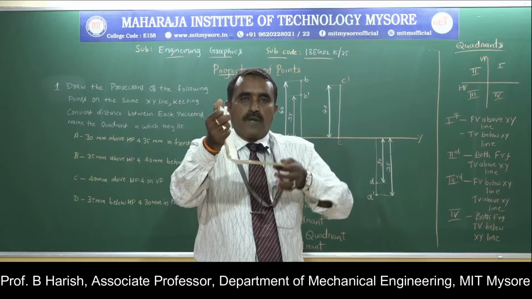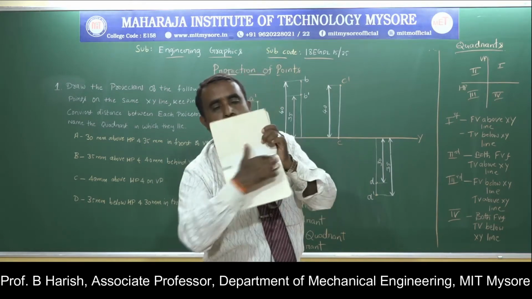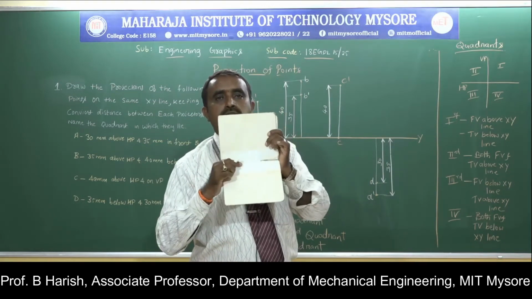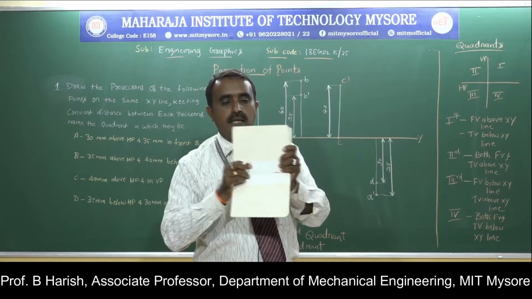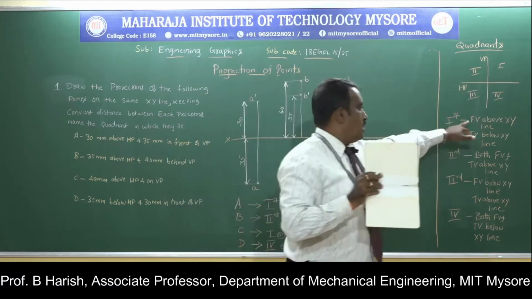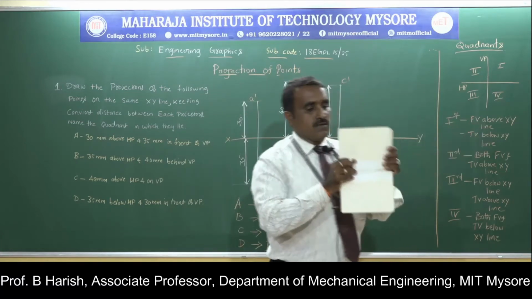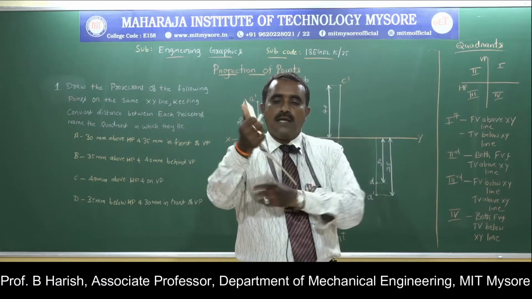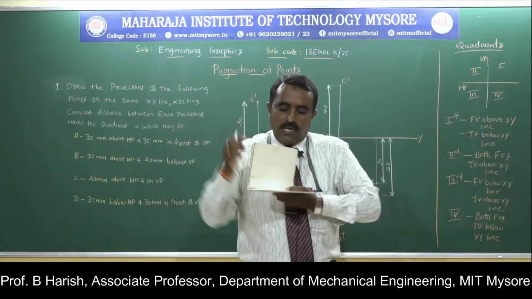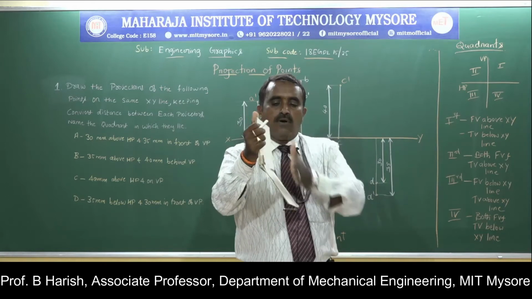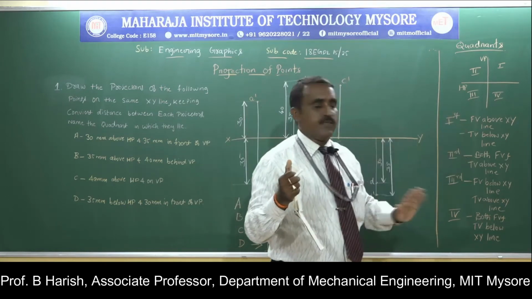The horizontal plane is rotated clockwise, and the intersection of the horizontal and vertical planes is called the xy line. So the front view will be above the xy line. When it is rotated like this, with the observer looking from this side, the front view is here and the top view is here. After rotation, the front view is above and the top view is below, that is the first quadrant.